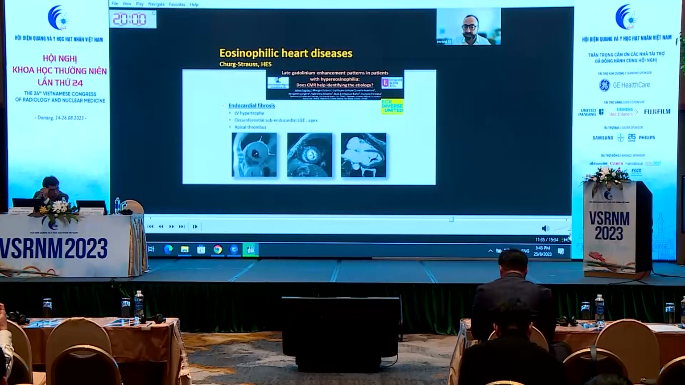Another typical CMR pattern is the endocardial fibrosis in eosinophilic heart disease, such as Churg-Strauss or hypereosinophilic syndrome. Eosinophils have a direct toxicity to the endocardium, and on CMR, we normally observe LV hypertrophy and the 3 layers of normal myocardium, circumferential endocardial LGE, and thrombus at the apex.